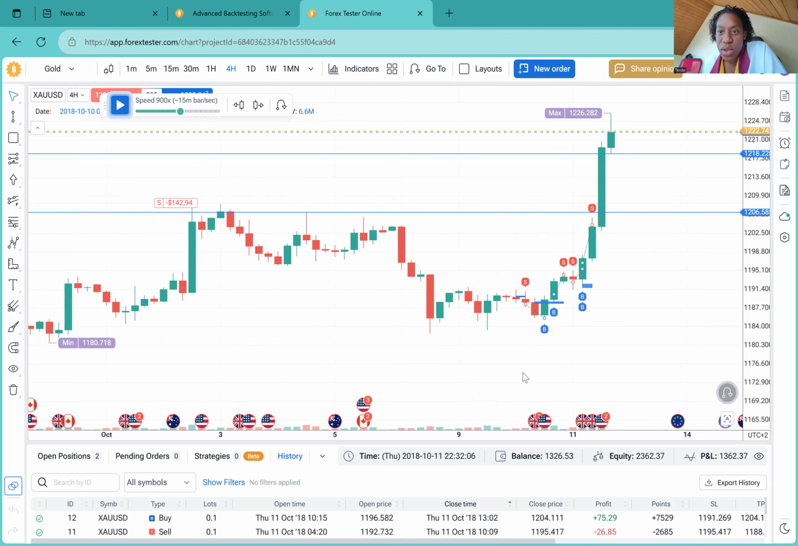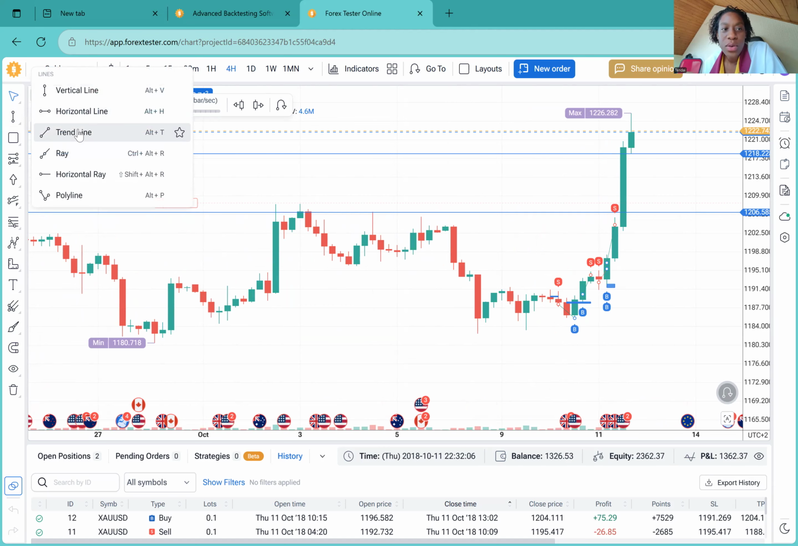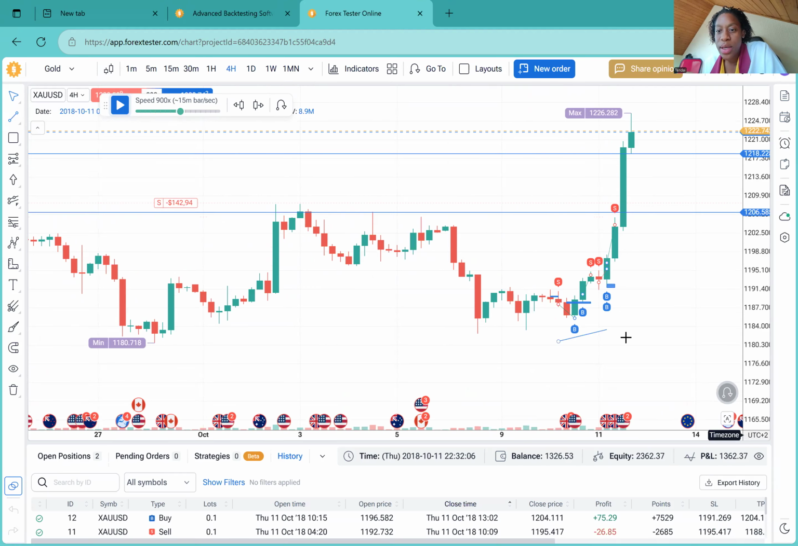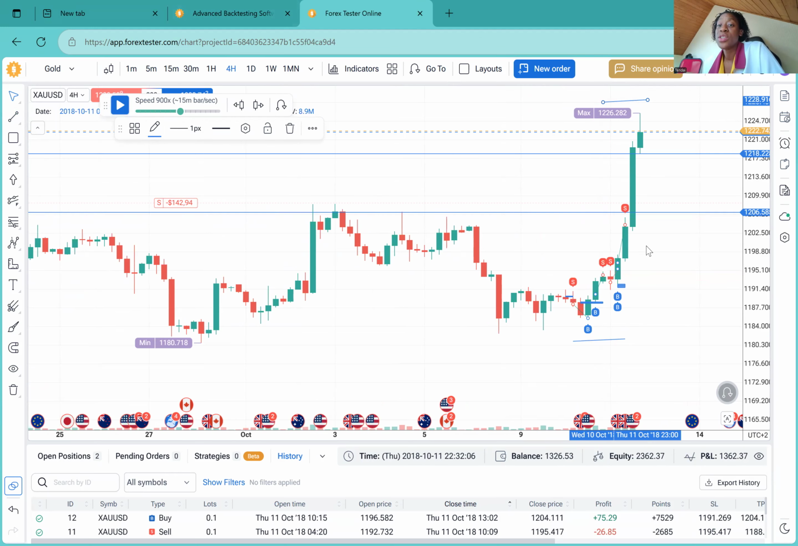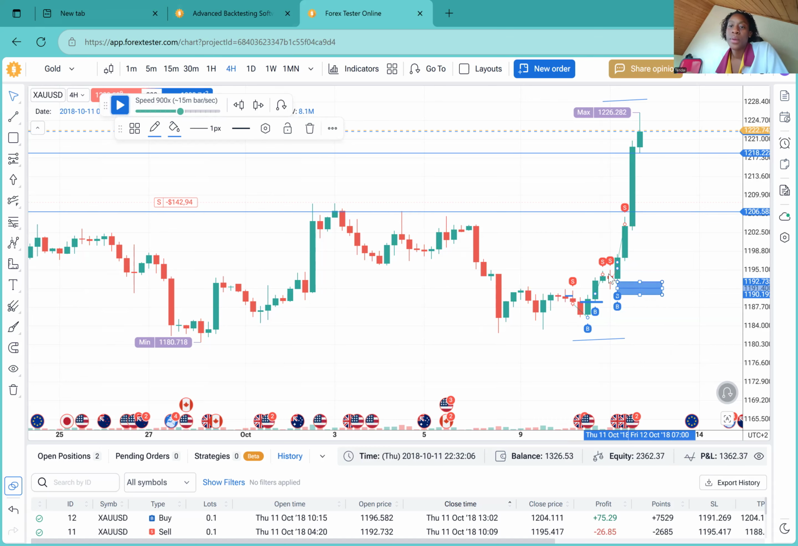The first thing you do, guys, always mark your swing high and your swing low. I can already see that this is my swing low right here, and this is my swing high right here. Price is bullish because it's giving us higher highs and higher lows. There is a bunch of sellers here because price gave us a higher high.